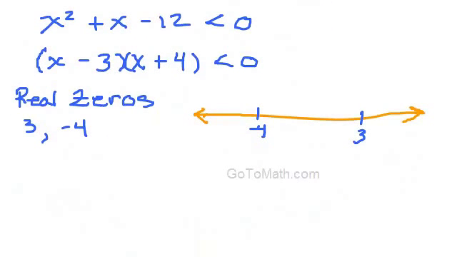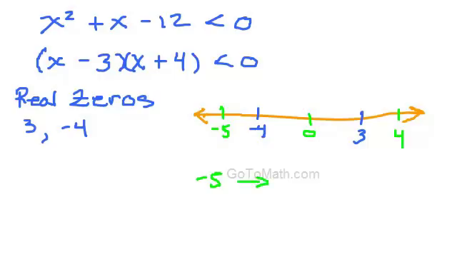Wow. Okay, let's try something different here. How about green this time? Okay, so our test points are going to be negative 5, 0, and we'll use 4. Alright. So let's look at negative 5.